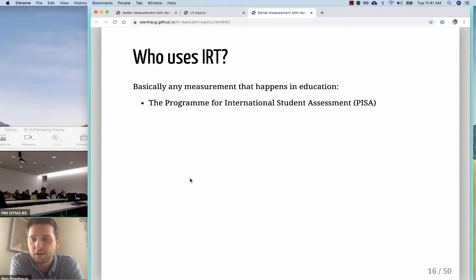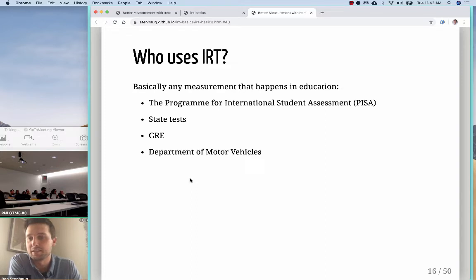Pause here and just say, like, who uses this? So PISA, which is the whole enterprise that says the United States is 24th in the world in most things, uses this at the foundation. Every state test, kids take an end of year exam. They're said if they're held back. The state decides if teachers should make more in some cases. IRT all the way, GRE, basically any educational test in medium to high stakes IRT is used.